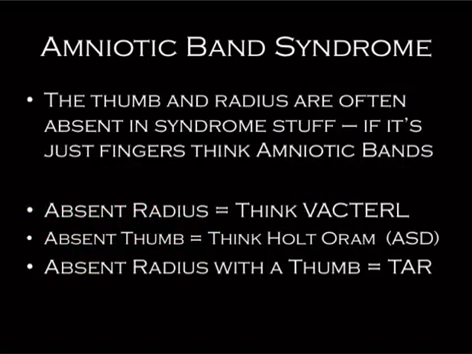So if you see an absent radius, think Fanconi, right? That's the limb part. Absent thumb, Holt-Oram. Remember, Holt-Oram is one of those zebras that has association with ASDs. And then if you see an absent radius with a thumb, that's thrombocytopenia-absent radius syndrome, or TAR syndrome. So that's an uncommon one too there.